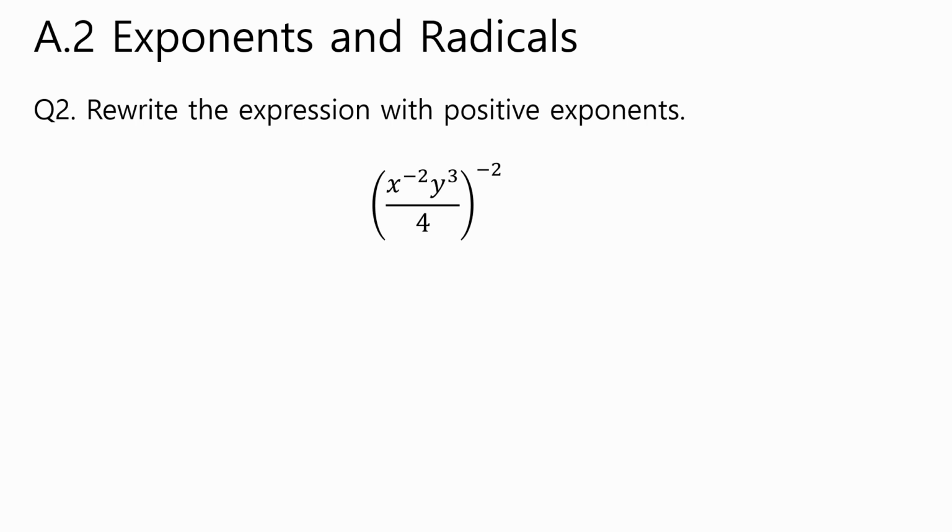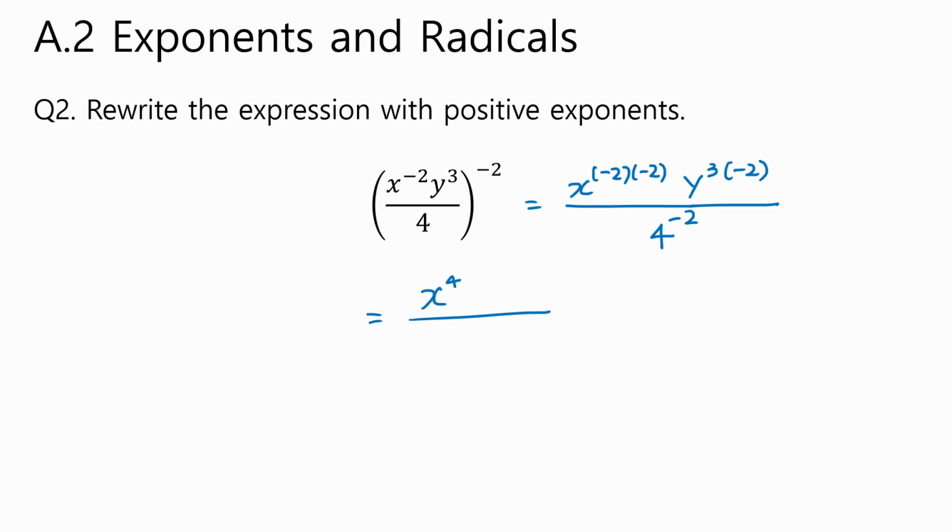Question number 2. In this question, we are asked to rewrite the given expression with positive exponents. Well, we can begin by multiplying the exponents. So we have x to the negative 2 times negative 2 times y to the 3 times negative 2 divided by 4 to the negative 2. And it becomes x to the 4th times y to the negative 6 divided by 4 to the negative 2.